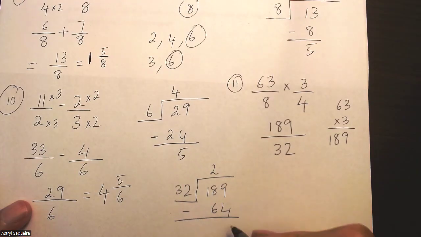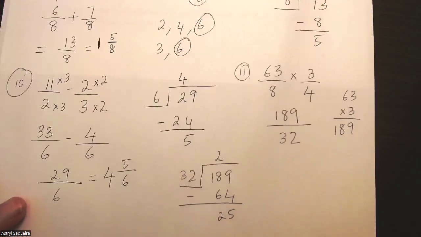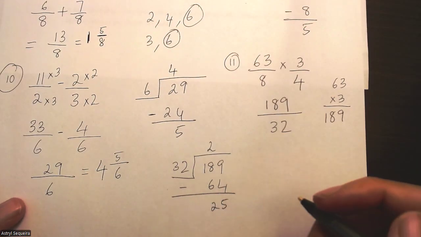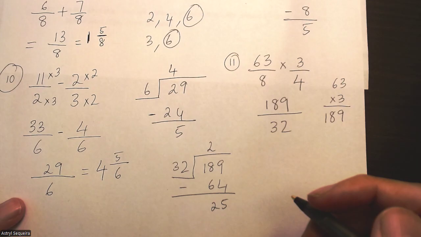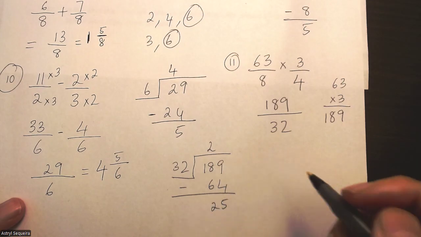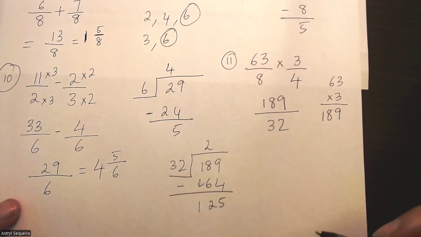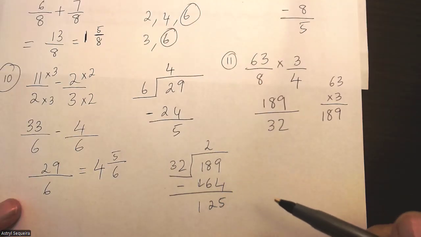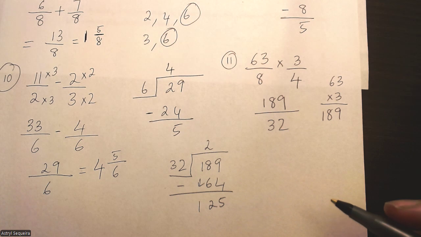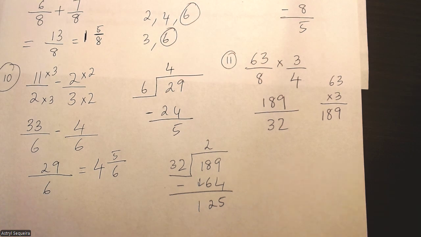I subtract these, and then, oh, I don't even think this works. This doesn't work. I don't know how to do this either. 32 goes 2 times into 99. How would I convert this into a mixed number? I think I would just have to do it. It doesn't work like that.